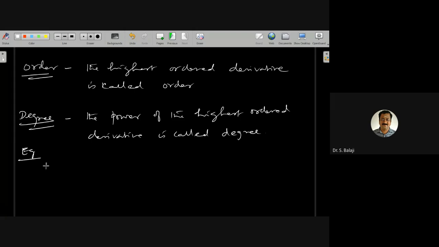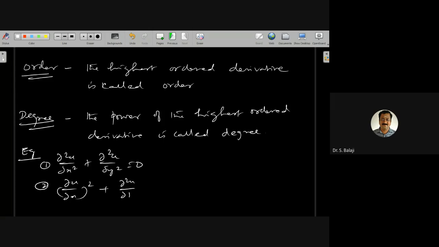Based on this definition, suppose you consider a differential equation like this: dou square u by dou x square, dou square u by dou y square equal to 0, and then dou u by dou x whole square plus dou square u by dou t square equal to u. Another one is dou square u by dou x square equal to a into dou u by dou t. In that case, what will be the order and the degree of the differential equations?